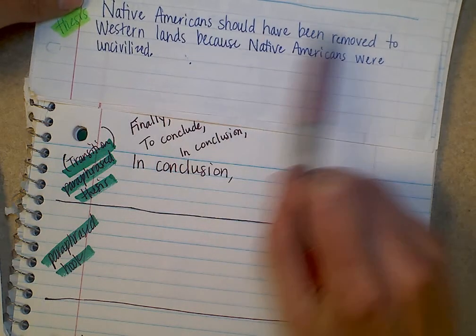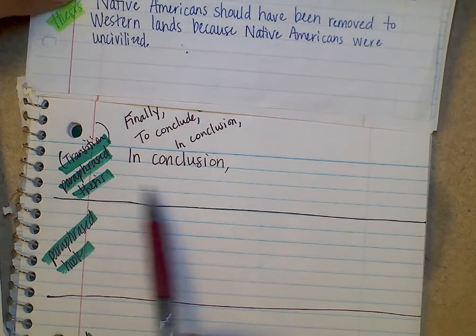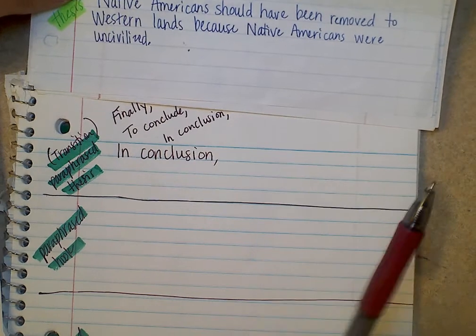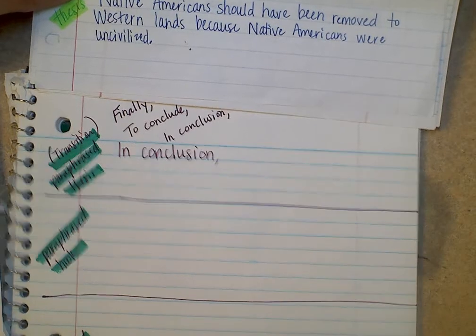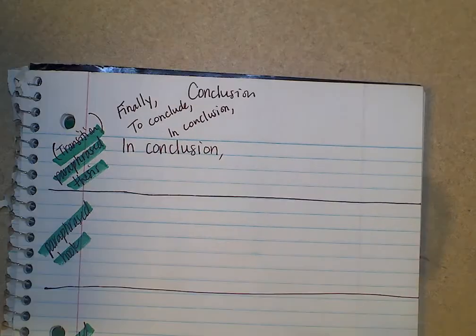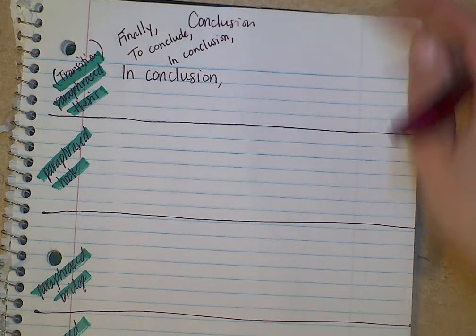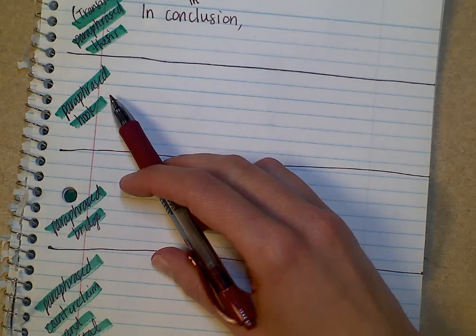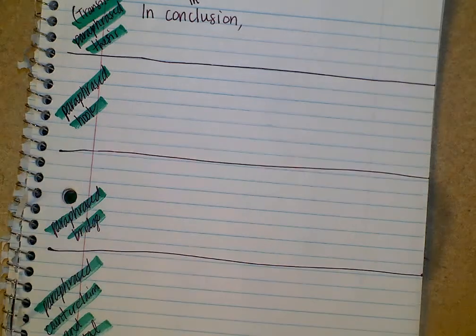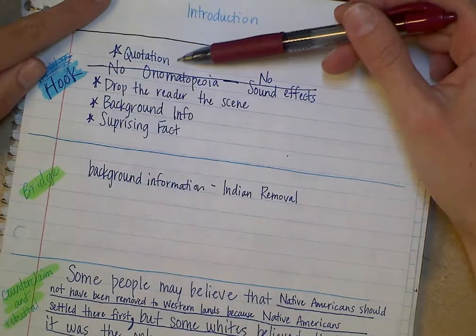Next will be the paraphrased hook. Again, let's go back to what you did for your hook. Remember that you either used a quotation or you dropped the reader into a scene. You used background information or a surprising fact. Again, you are going to paraphrase your hook right here, rewording it so you're not repetitive.